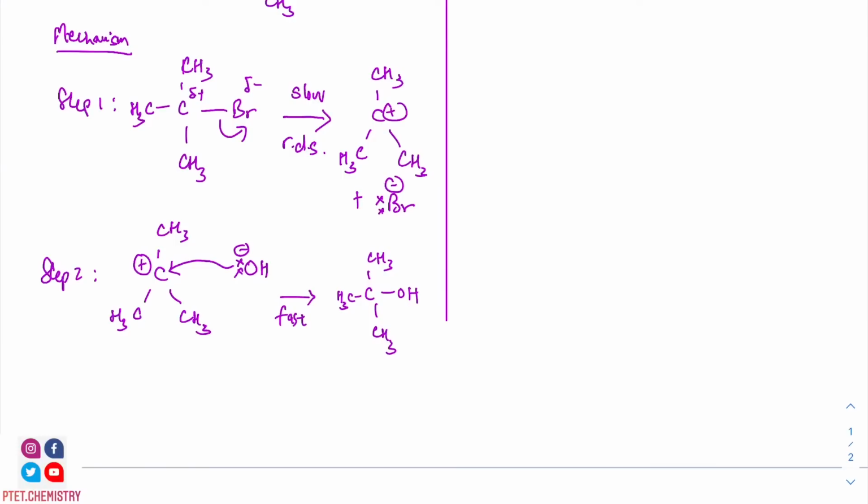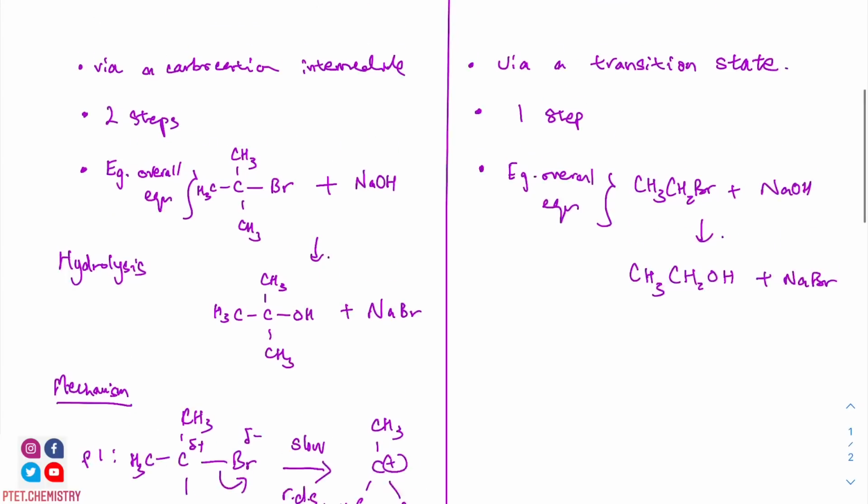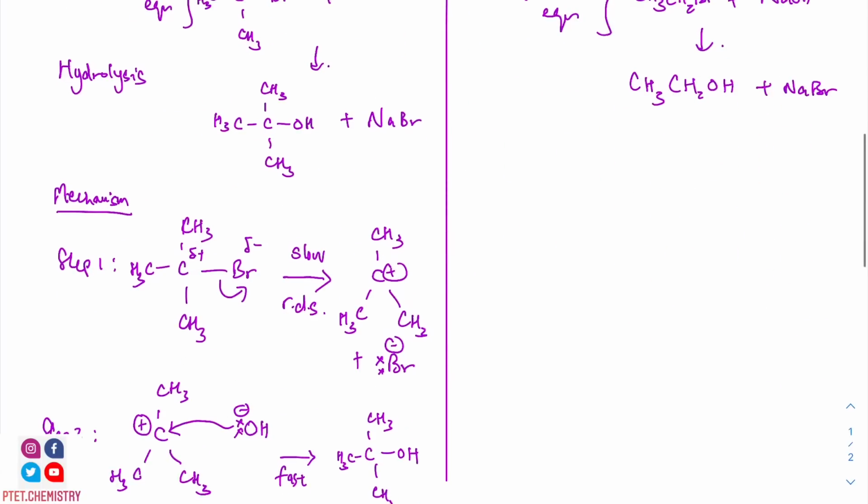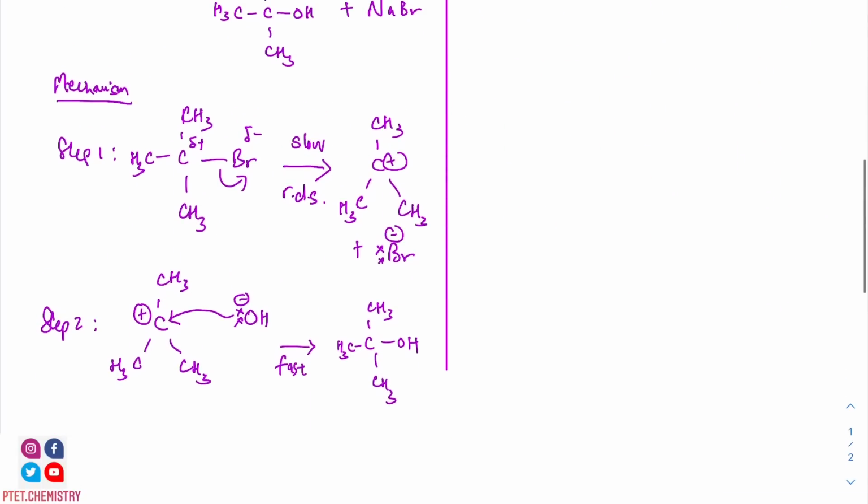Okay. Alright, so because this is a slow step, only one reactant appears in the rate determining step. It's just the halogenoalkane itself. That's why it's just the rate constant multiplied by the concentration of the halogenoalkane, alright? Next question really is, why does tertiary halogenoalkane prefer this route? As for why primary halogenoalkane prefers the SN2 route?